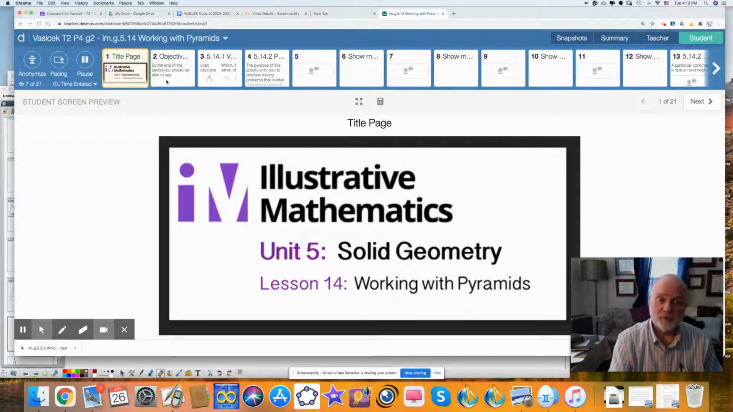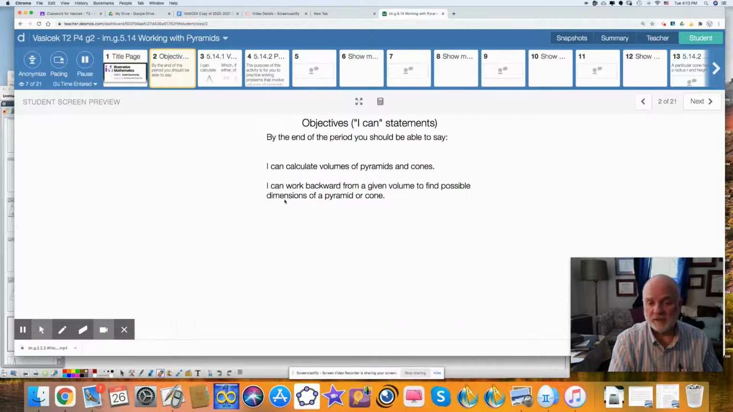The objectives for today: by the end of the class, you should be able to say, I can calculate the volumes of pyramids and cones. What is more, I can work backwards, given the volume, to find the possible dimensions of a pyramid or a cone, maybe the radius or the height or the area of the base.